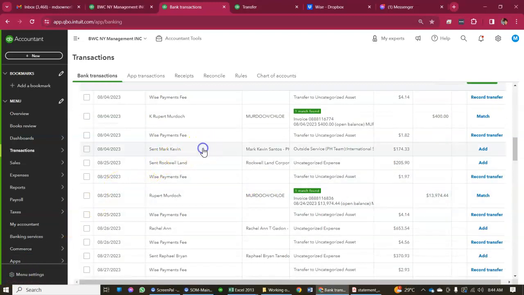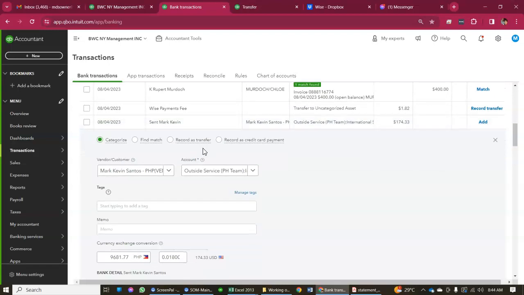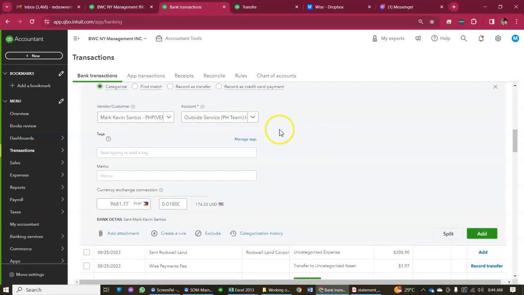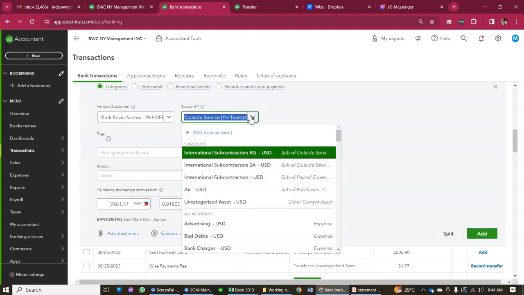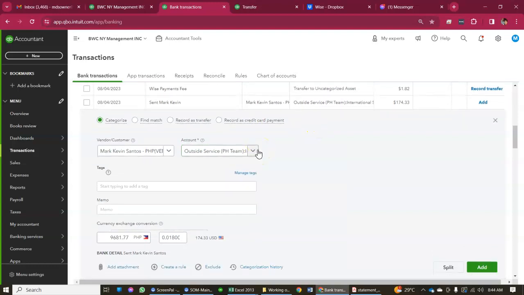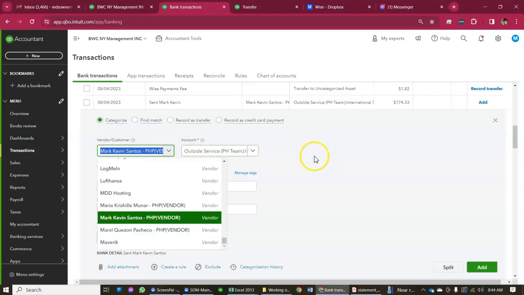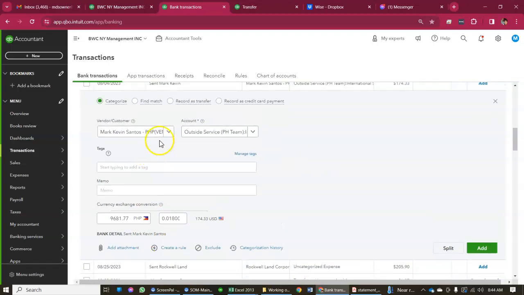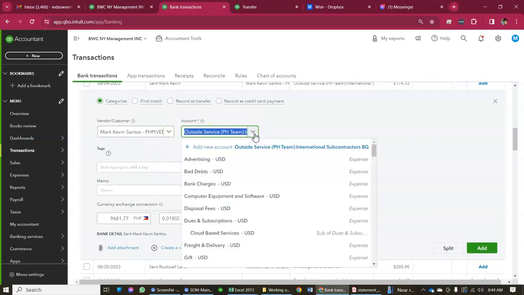Okay, if you see this one, this is a payment for Filipino subcontractors. So what they do is that they account this one as international subcontractors. Since this is Mark Kevin, you need to find, oh, it's not really, and we don't have any idea if that is for Kevin. Well, yeah, this is Kevin Santos. So find the MK for this.